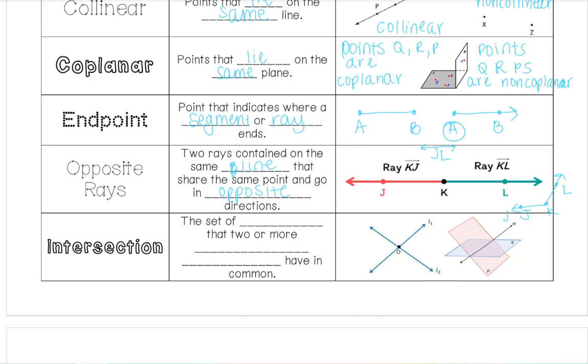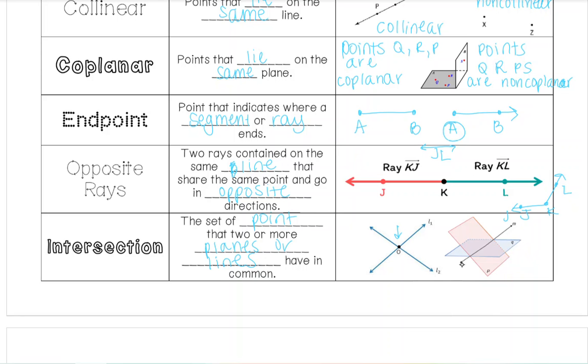And then finally, we have the word intersection. Think about an intersection when you're driving on the road. 2 streets are merging together. They're crossing at a point. And so it is the set of points that 2 or more planes or lines have in common. You can see my 2 examples drawn here. In the first example, we have line L1 and L2, and they're intersecting at point O. And so 2 lines will always just intersect at one point. In the next example, I have plane P and plane Q, so the red plane and the blue plane.